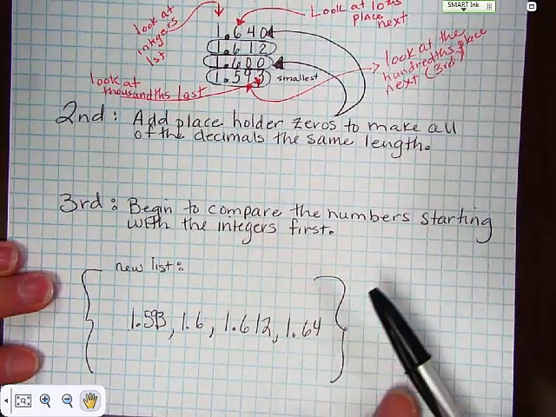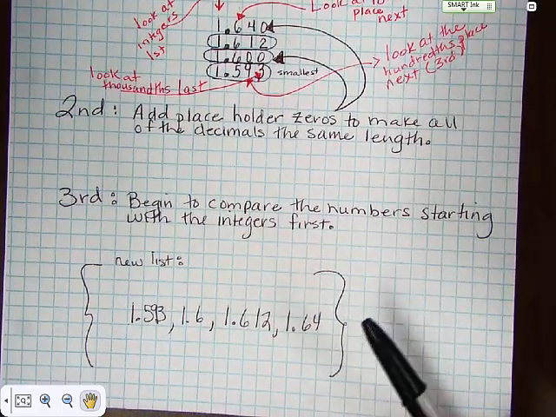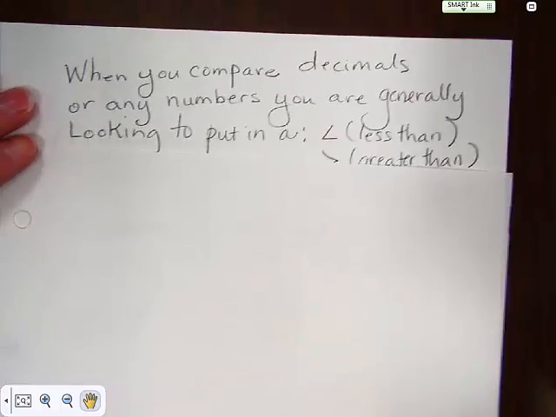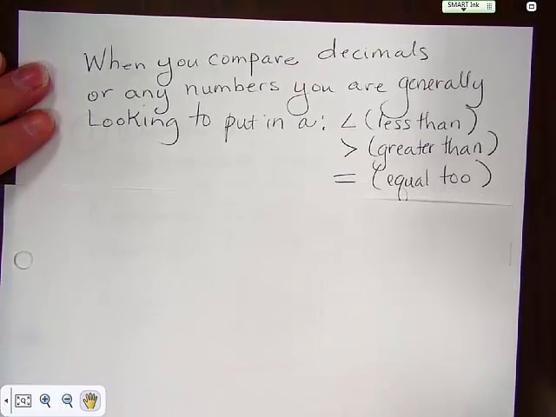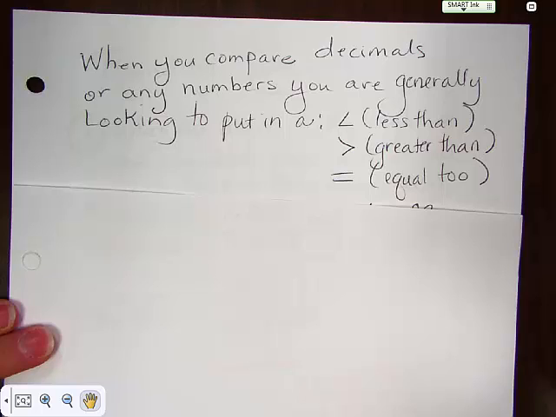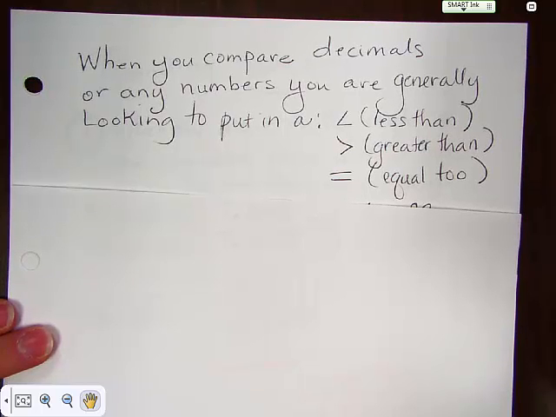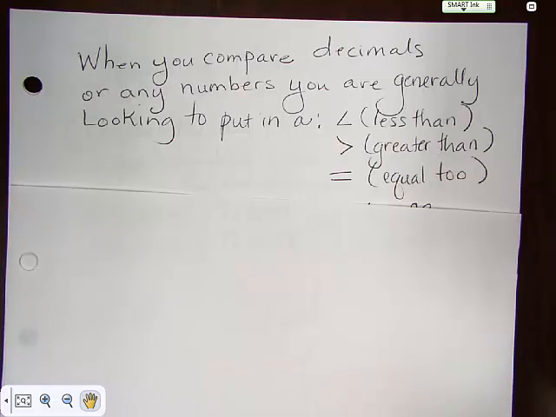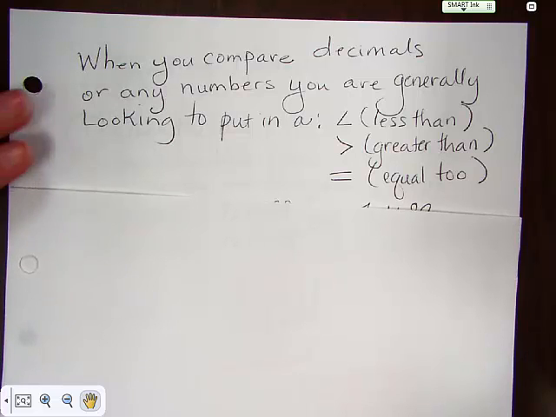Really not too bad. It's not a bad process at all, and not all that difficult to do. Okay, and we're going to talk a little bit more about comparing. When you compare decimals, generally you're going to say that they're either less than, greater than, or equal to. So that's really the symbol that you're going to be putting in there.